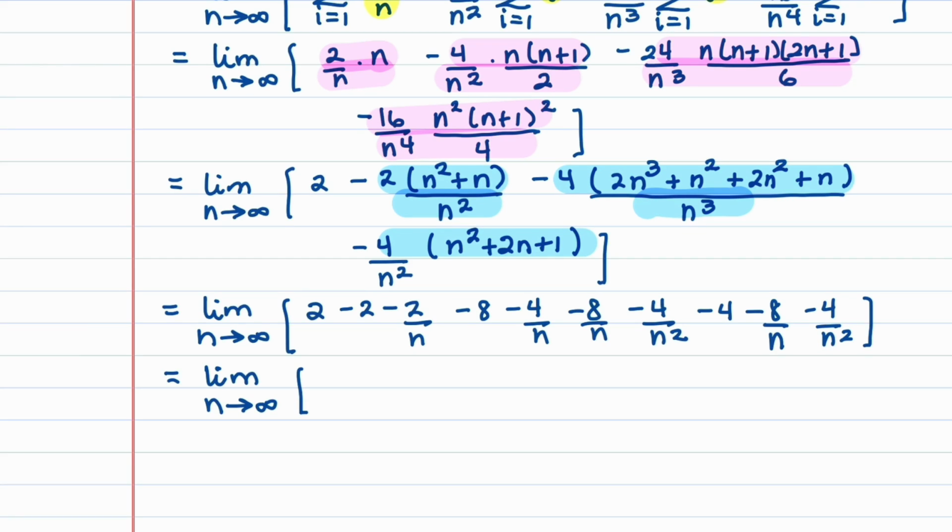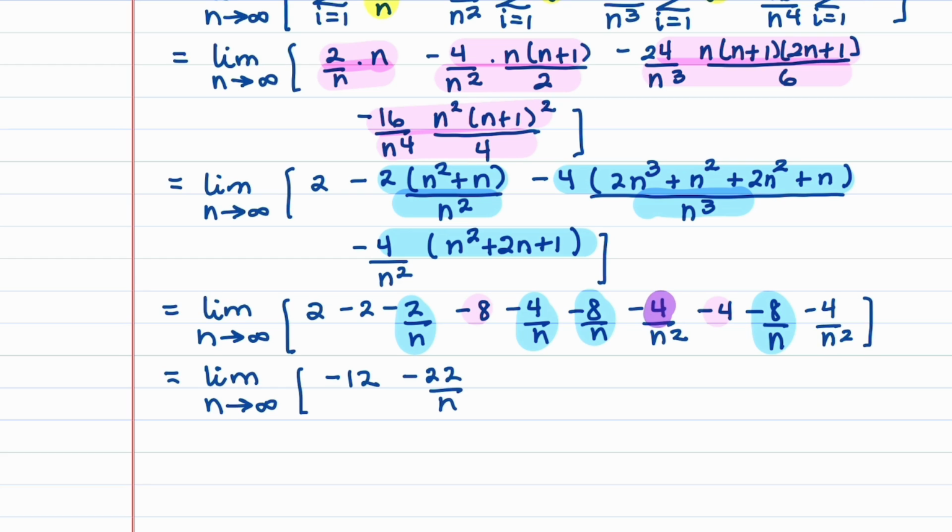Our 2 minus 2 cancels, so for our constants, we're just going to have a minus 8 and a minus 4. So this is minus 12. Now let's look at our terms divided by n. We have minus 2, minus 4, minus 8, and a minus 8. So let's see. That is minus 2 minus 4 is minus 6. And then we have a minus 16. So this is minus 22 over n.